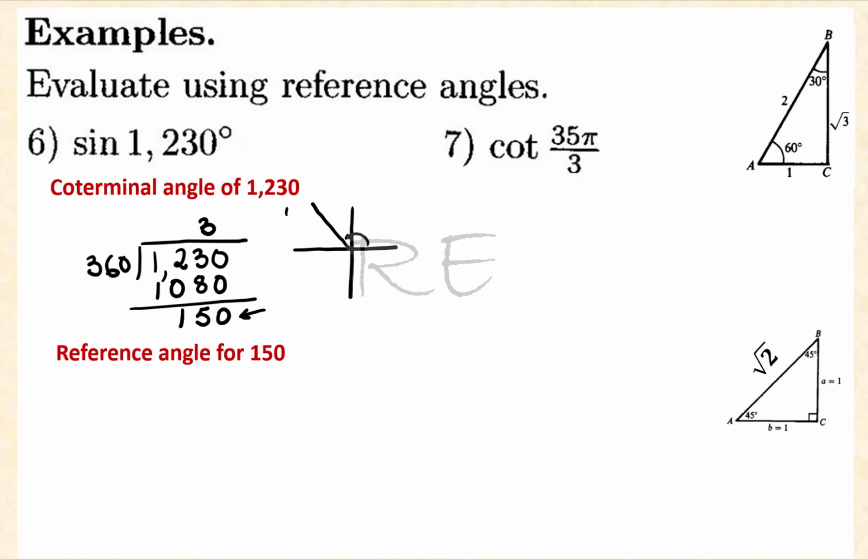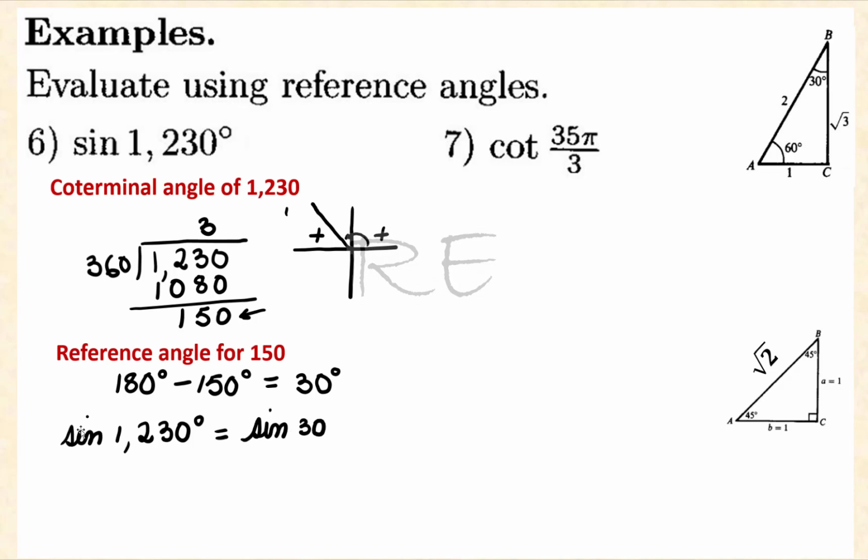So the reference angle for 150 will be 180 minus 150. So that angle will be 30 degrees. And remember that sine in the second quadrant is positive. So sine 1230 is equal to sine 30. And sine 30 is equal to 1/2.